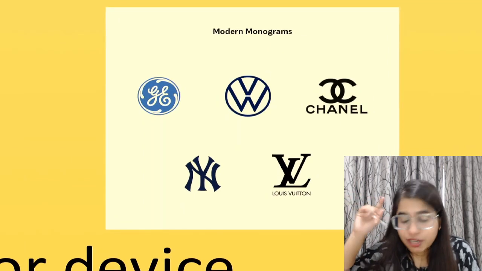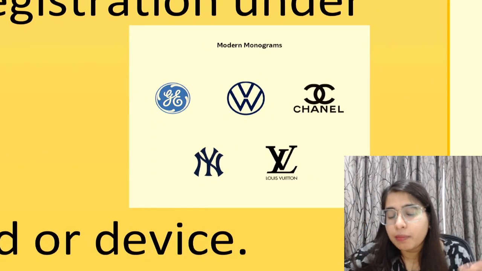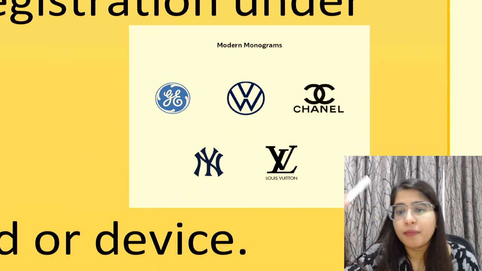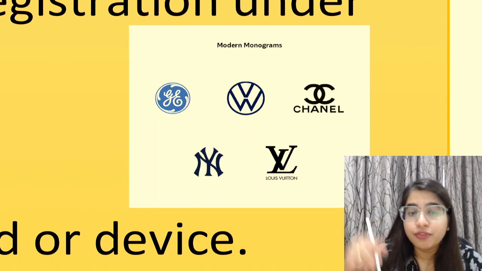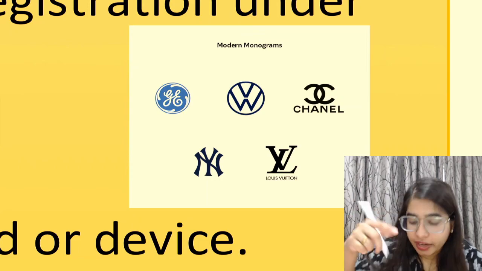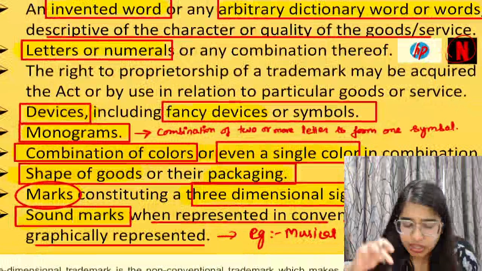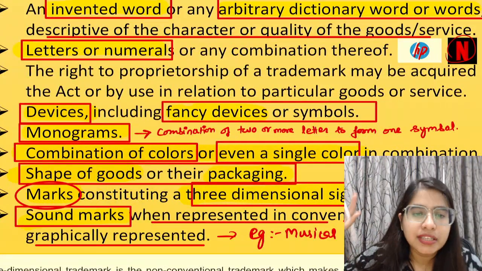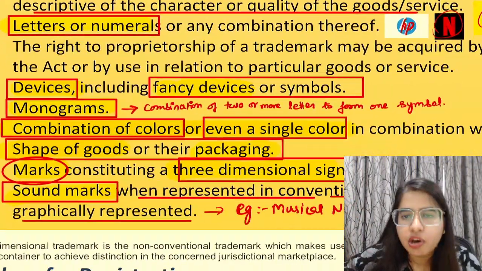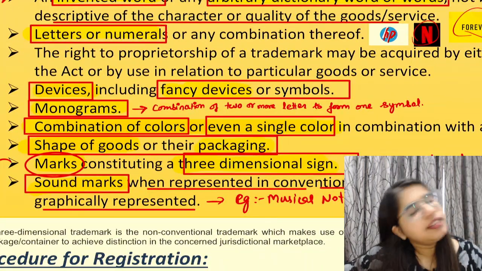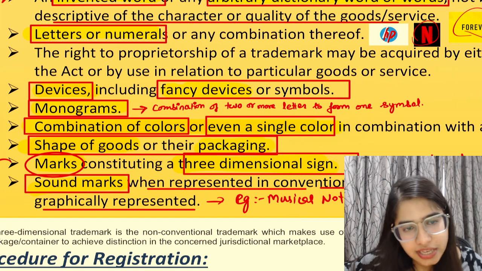Louis Vuitton. If you see Louis Vuitton, the trademark is just a combination of two letters. LV, HP. Yes, just a combination of two letters. HP, Chanel, Volkswagen. Just a combination of two letters. New York, NY. Yes, New York Stock Exchange. Please understand that monogram means combination of two or more letters, or when you make a single symbol by combining two or more letters, that is known as monogram. This also you can register as a trademark.